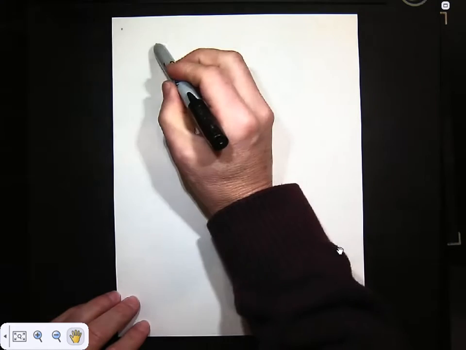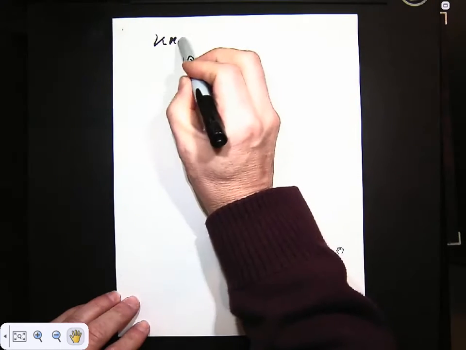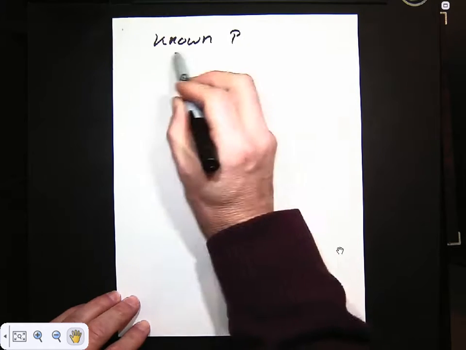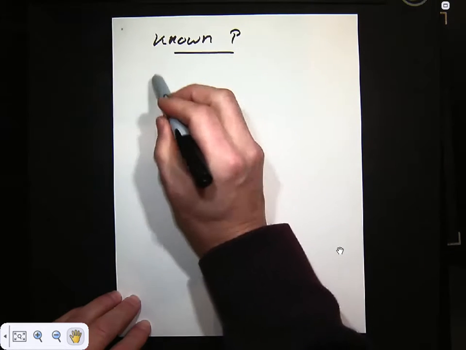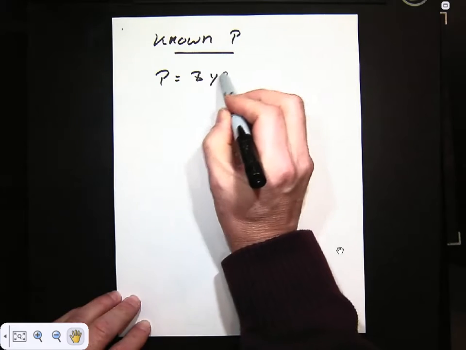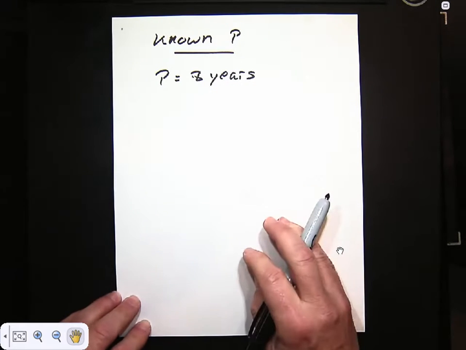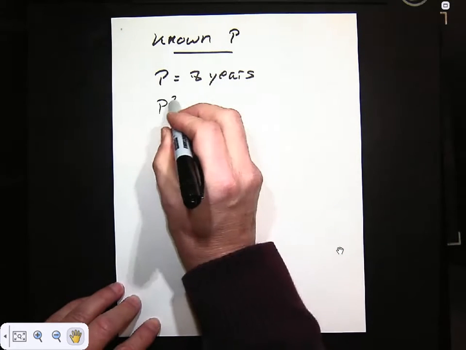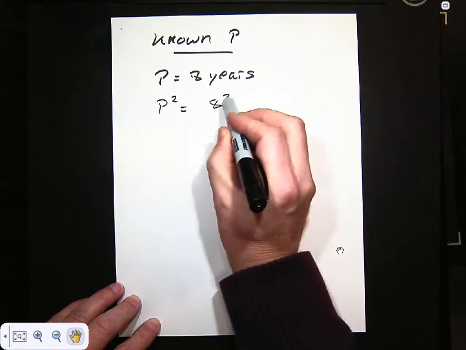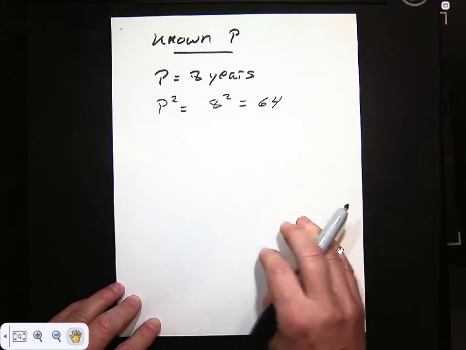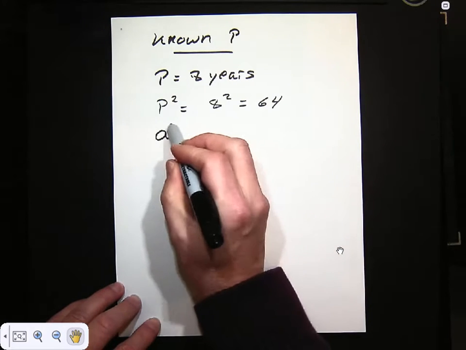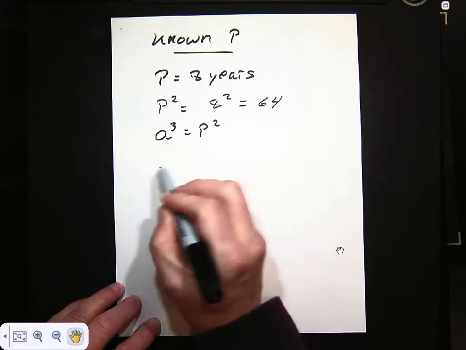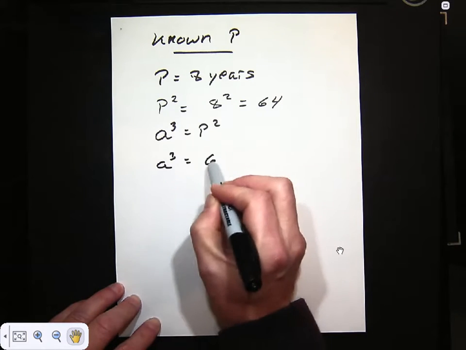Let's go ahead and do some examples. First example, suppose we have the period. Suppose the period is 8 years. The question is how large is the orbit? We square the period: 8 squared is 64. Then Kepler's third law says that A cubed is equal to P squared. So A cubed equals 64.